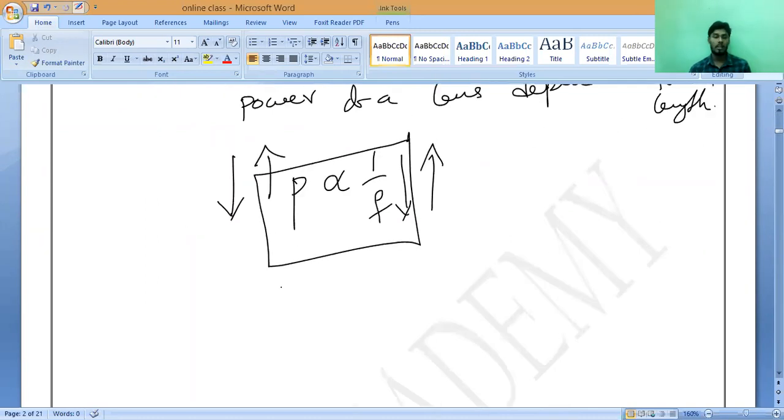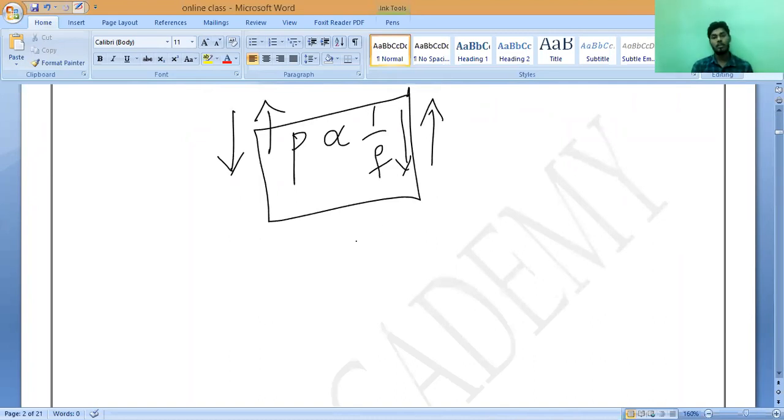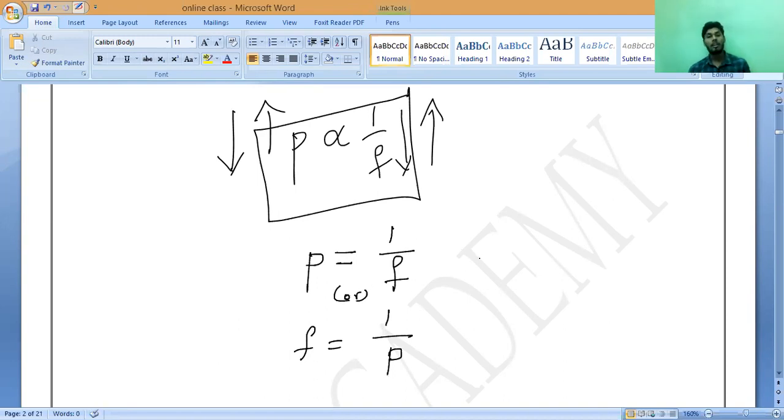So that is why we can say the relationship between power and the focal length, all of you should remember, power P is equal to 1 by F, or else I can say focal length is equal to 1 by P. So these are the two formulas, the relationship between focal length and the power of a given lens. All of you, do you understand or not? Yes or no?